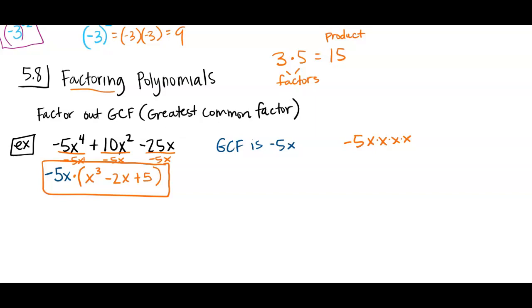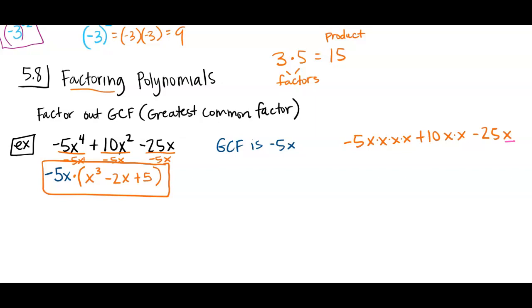So there's 4 of them there, right? And then on the next one, there's only 2. And then on the last one, there's just 1. So we have to think of what's the largest amount of x's that could divide into each of these. And so it's just going to be x because this guy only has an x to give.